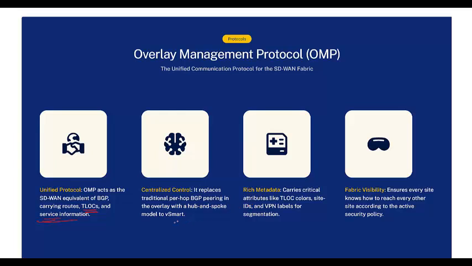Alright, so this is the protocol that works between the vSmart and the WAN edge, like a hub and spoke fashion. Who is the hub here? vSmart. Who are the spokes? WAN edge. Alright, so they carry a lot of metadata like transport locator, VPN label, site ID, etc. Who? OMP. Right? So this provides the visibility for the sites. It ensures every site knows how to reach the other sites according to the active security policy. According to the policy only they will be allowed. Rest all will be filtered. Those things are taken care of by OMP. OMP is providing routes according to the policy.